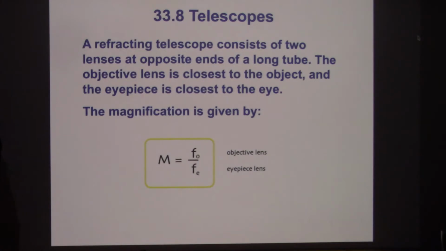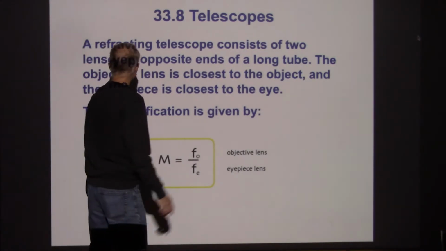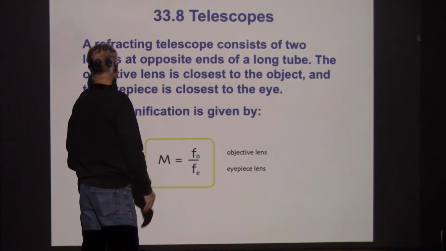Okay, let's take this magnifier and let's extend this a little bit. Let's take a look at telescopes and microscopes and see what we can find out about those. So a telescope can consist of two lenses.